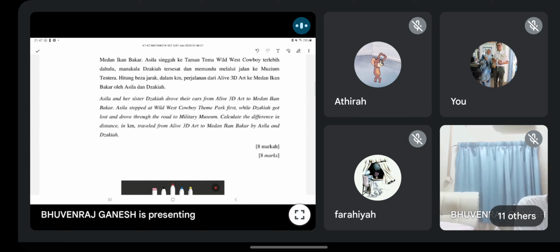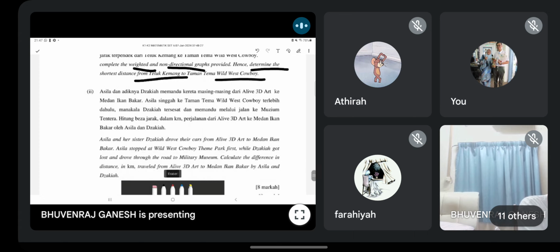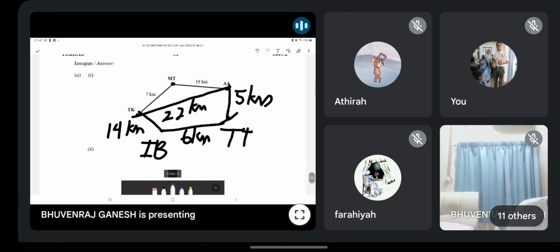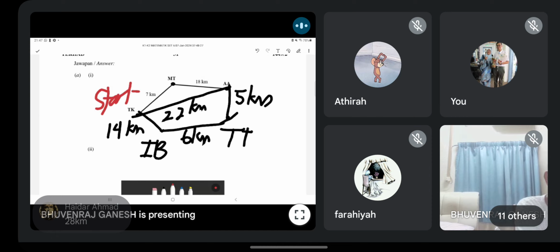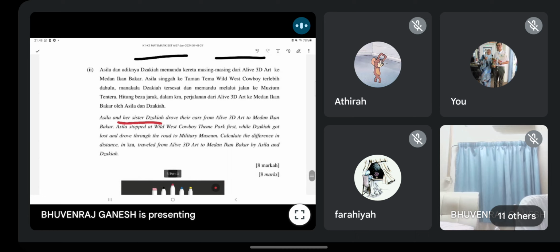Wait ah. Let me see. Shortest distance. Mereka nak cari jarak terpendek. Ada soalan kat sini lagi. Shortest distance from TK kepada TT. So guys, apa jarak terpendek yang kamu boleh lihat kat sini? Dari TK ke TT. What is your answer? Yang ni mula, yang ni akhir. Bukan. Not your shortest yet. Macam mana 19? Guys, this your shortest. 14 tambah 6, 20. Boleh nampak tak? Yang ni mula, yang ni akhir. TK kepada TT. Okay, question ask TK to TT. So start to end lah, 14 plus 6, 20. Okay guys? And then, next one.